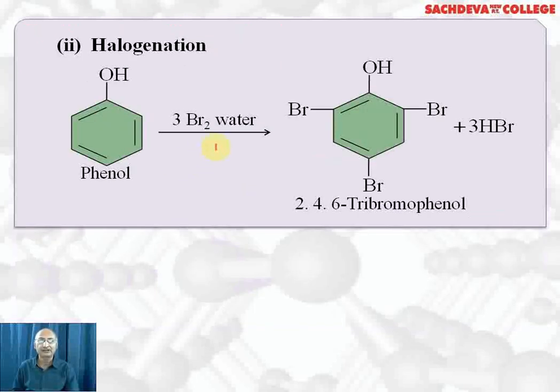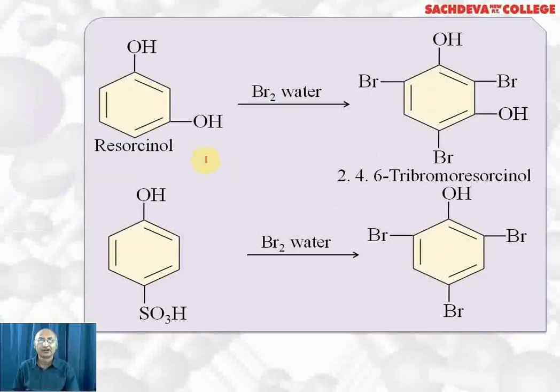Next, we are taking halogenation. Phenol, when it reacts with 3 moles of bromine water, we get a white precipitate of 2,4,6-tribromophenol. This can also be used as a characteristic reaction of phenol to identify phenol or distinguish phenol from other classes of compounds. Now, resorcinol, when it reacts with bromine water, we will get 2,4,6-tribromoresorcinol. The ortho and para positions are free, so Br will come at 2,4,6.